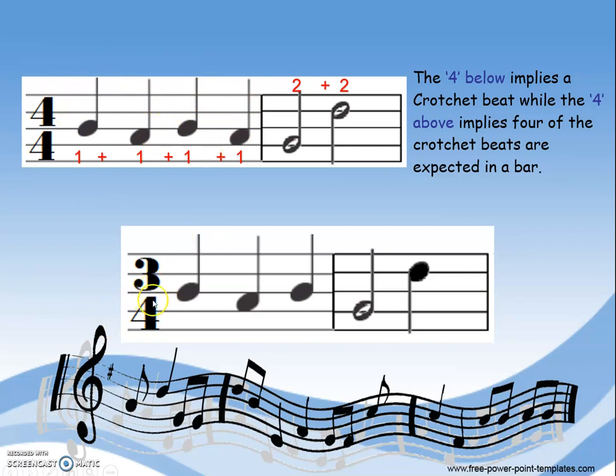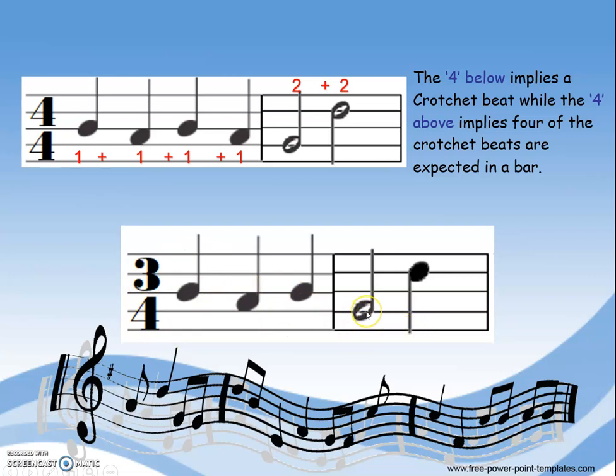Now let's look at this one, 3 4. 3 4 means that there are 3 crotchet beats. Remember, the 4 down represents crotchets and the 3 up tells us how many crotchets. Now it means that we have 3 crotchet beats in that bar. Now look at this. If you add up this 1 2 3, this bar is complete. It's already 3 beats.